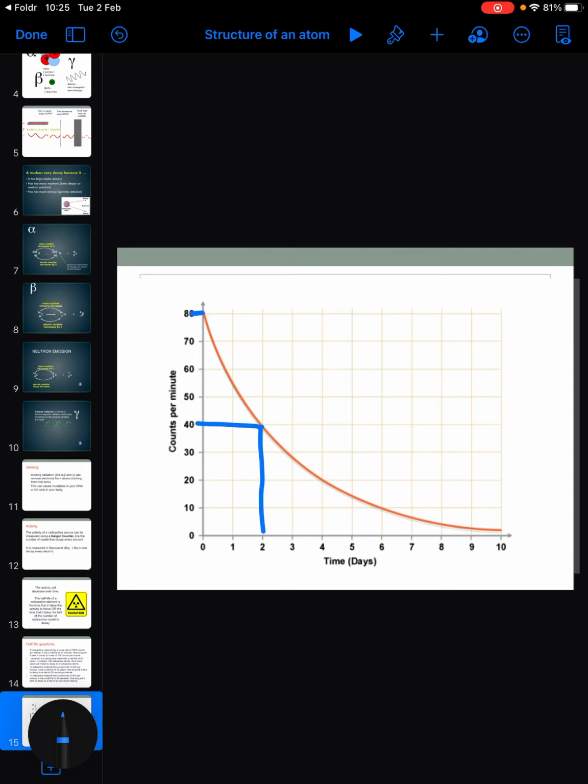And find out from the graph how long it takes to do that. That is 2 days. So the half-life, the time it takes for that activity to halve, is 2 days. Half-life equals 2 days. Be careful with your units. I've used days here because the x-axis is in days, but you might have seconds, years, weeks, months, etc. So just be careful with your units.